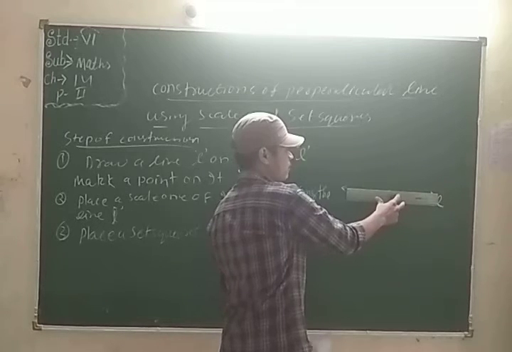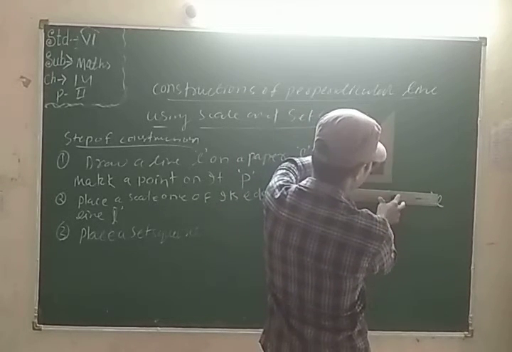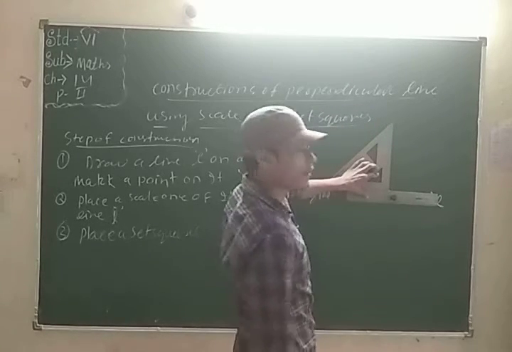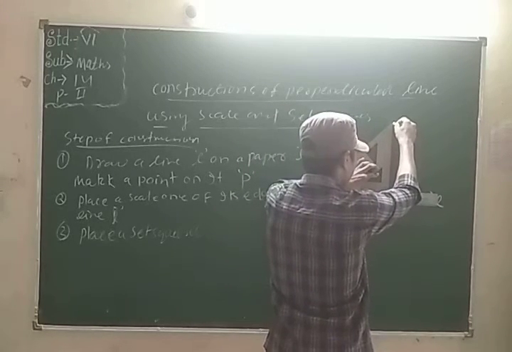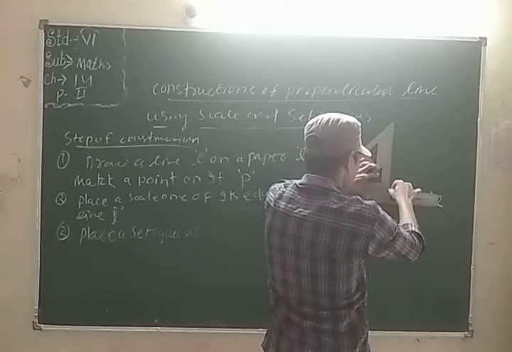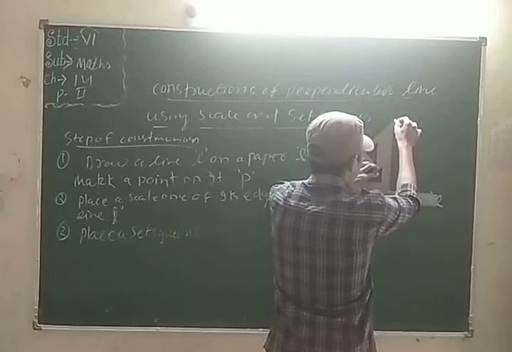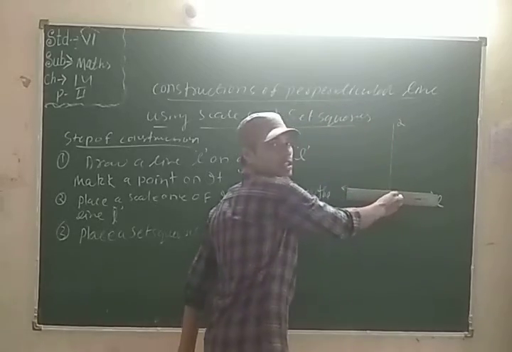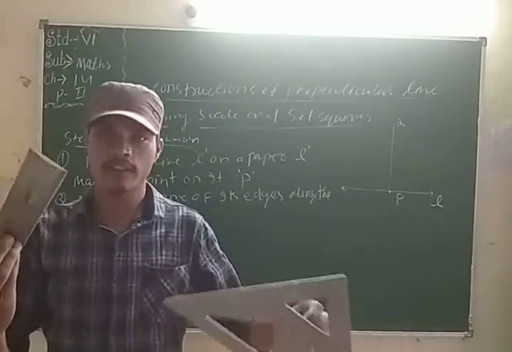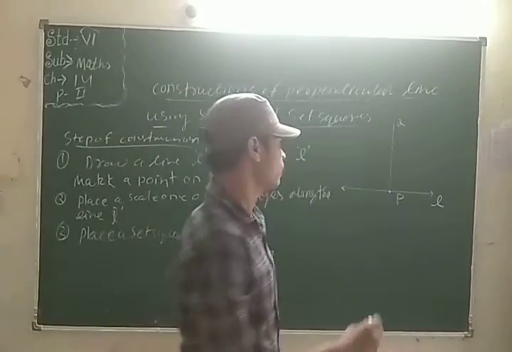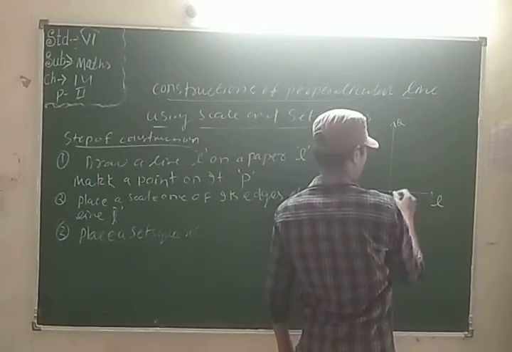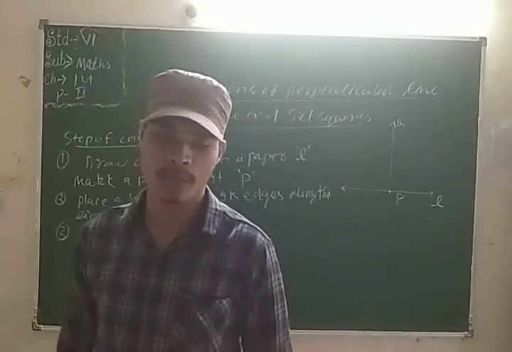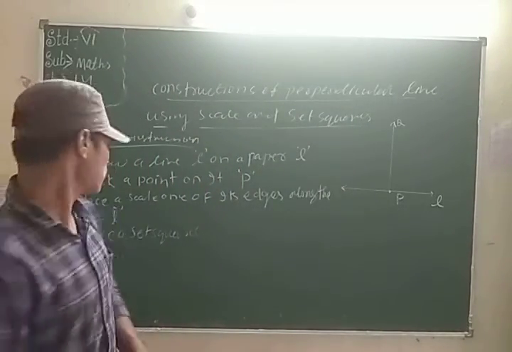Now you can place the set square at the point P and draw a line from P and join, and give the name Q. Then slowly you can remove the scale and the set square one by one, and we get the perpendicular line PQ for L, or QP for the line L. Clear about this? How can you work?